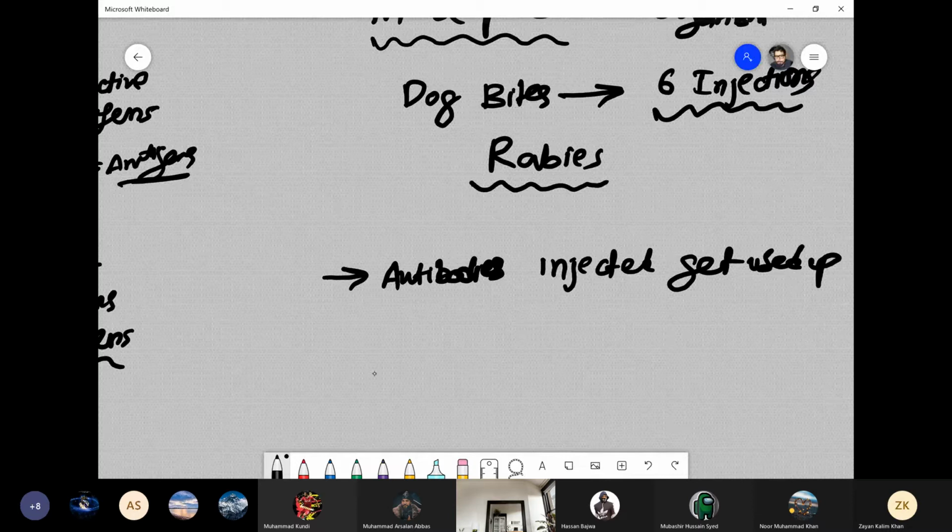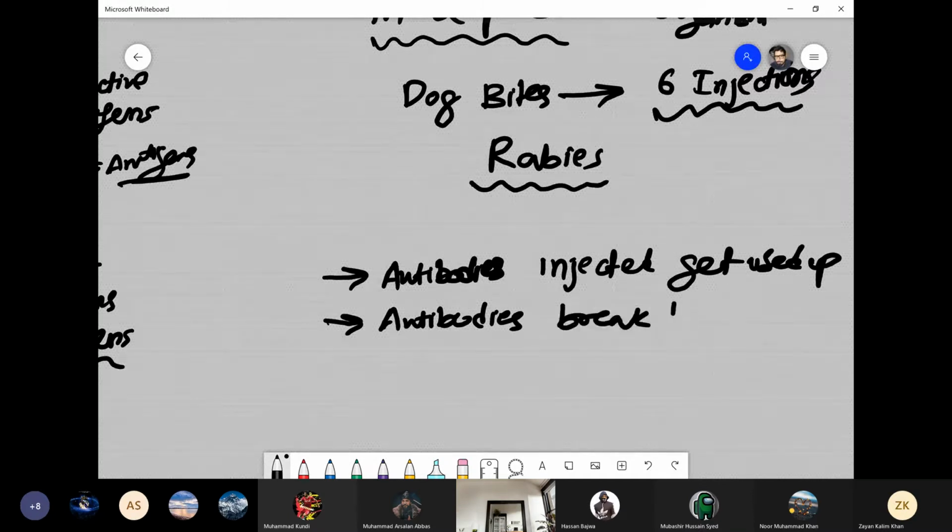Second point which you can write, that antibodies break down in the body, because they are proteins and all the molecules present in the body always break down. So these antibodies can get broken down in the body. All right boys, so that is why once these antibodies are injected in the body, they can provide immunity for maximum 3 to 4 months.